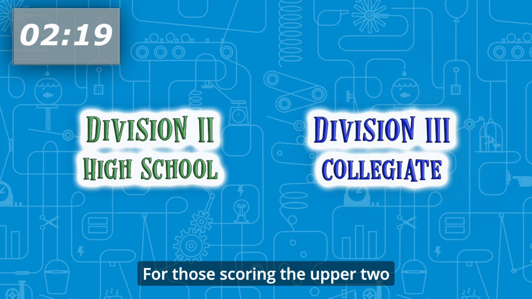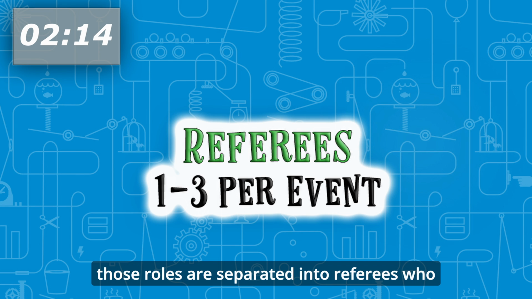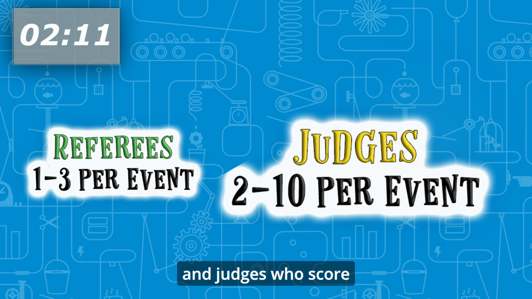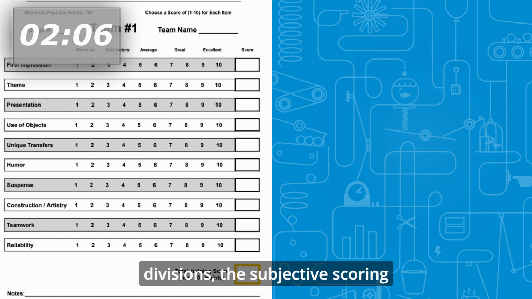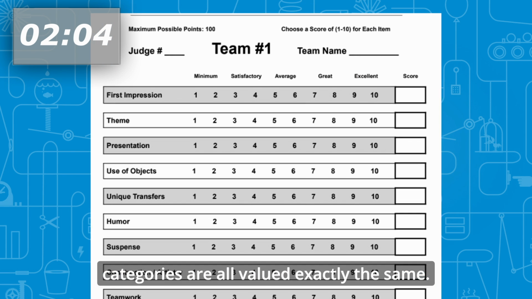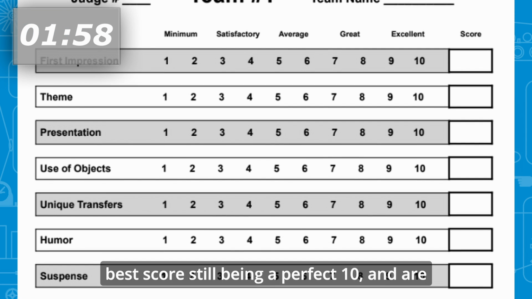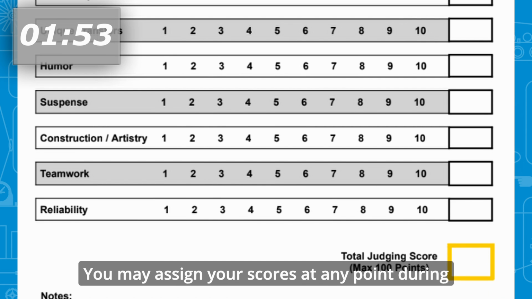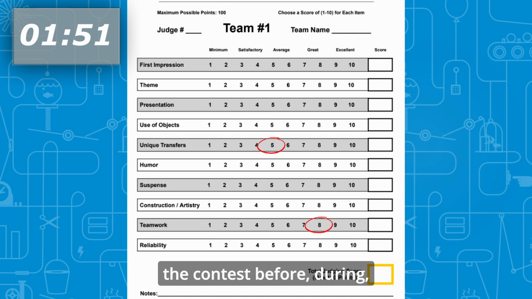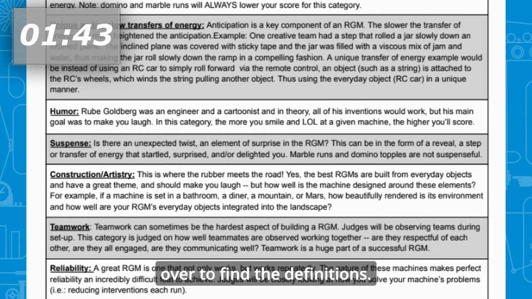For those scoring the upper 2 divisions, high school and collegiate, those roles are separated into referees, who score solely based on the facts, and judges, who score purely subjectively based on their opinions. Just like the younger divisions, the subjective scoring categories are all valued exactly the same. Judges will assign a value between 1 and 10, with the best score still being a perfect 10, and are based on your opinion of each team's machine overall. You may assign your scores at any point during the contest, before, during, or after the machine runs. For a detailed explanation on each category, simply flip your judging sheet over to find the definitions.